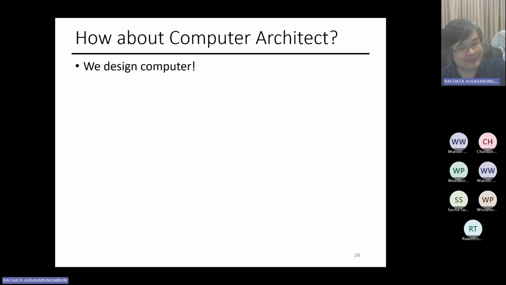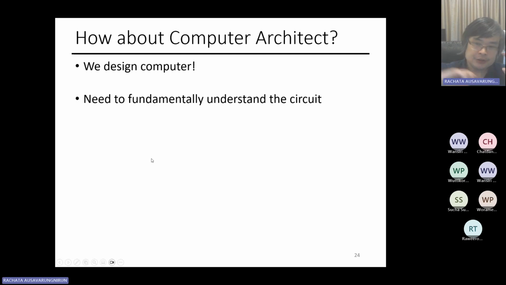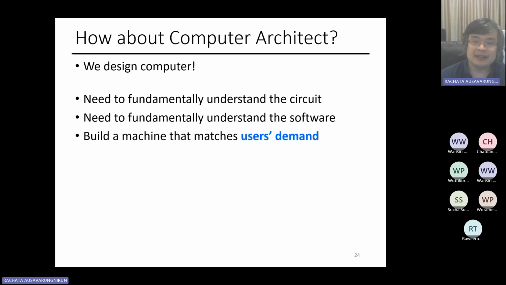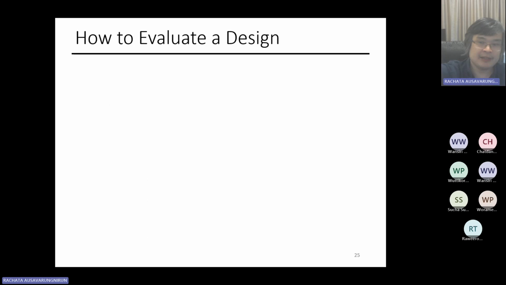We do not come up with, say, the material. Those are for the material science experts. We do not come up with the internal circuitry that goes into the transistor. Those are for circuit people. We design and put together components to make your computer function. To actually do it well, you need to fundamentally understand the circuits and the software, and hopefully you know the user demand.